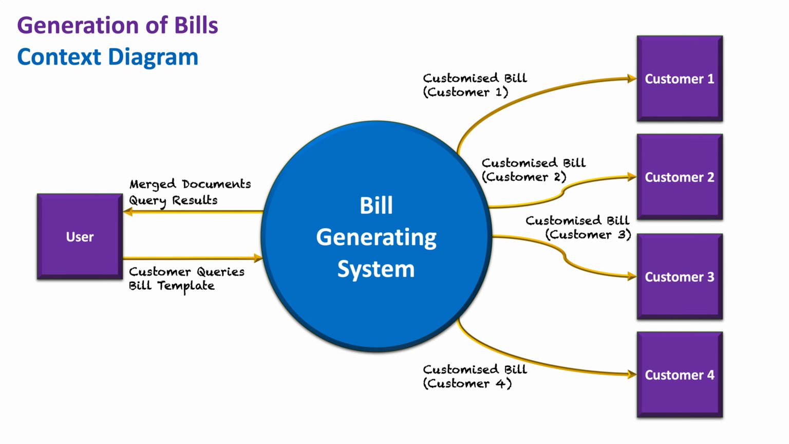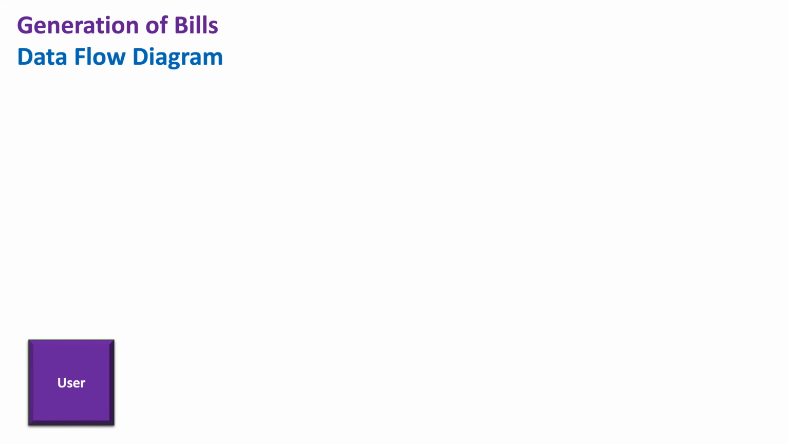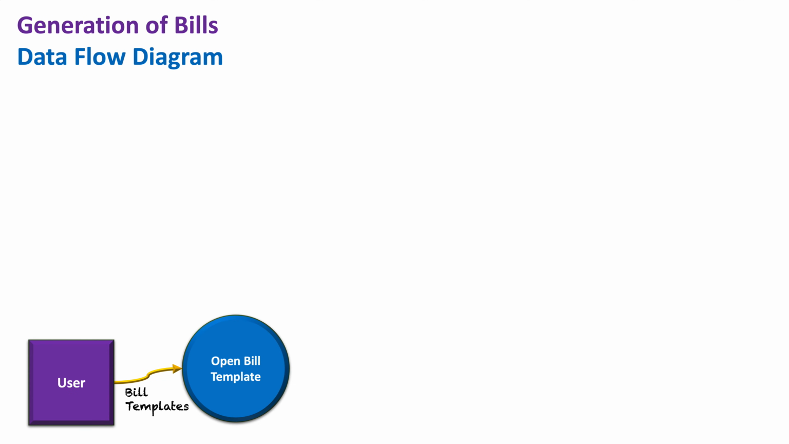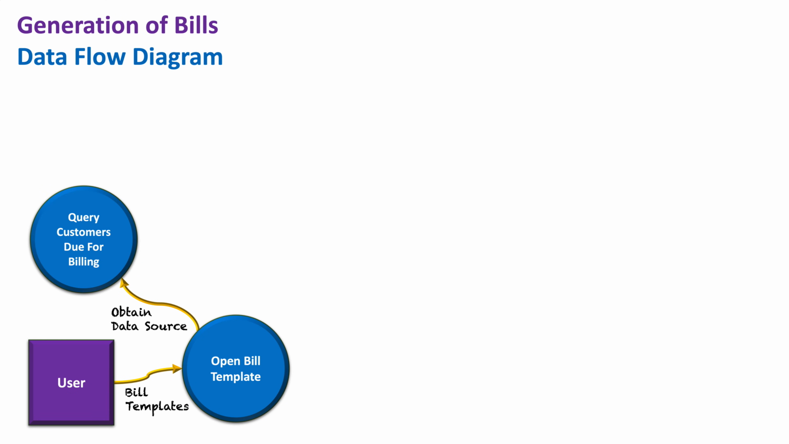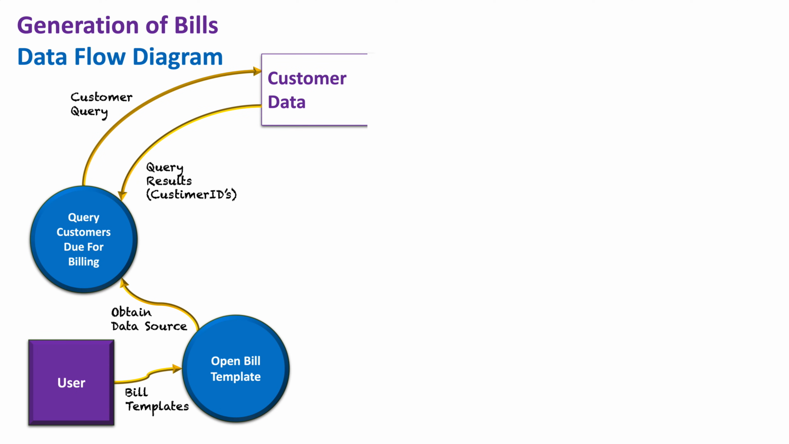So now let's take a look at it as a data flow diagram. Once again, starting with the user, as I said, you could probably start with a process, but at least this gives us a starting point here. What they need to do is access the bill template, the specific template that's going to be used for the message that we're going to be delivering to the customers. Next, we need to actually get the customer. So we need to obtain the data source, and we're going to obtain that data source through querying customers due for billing. And we said that in order to do that, we need to query the customer database.